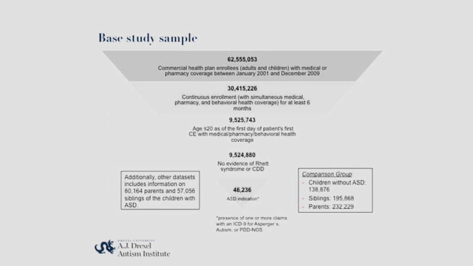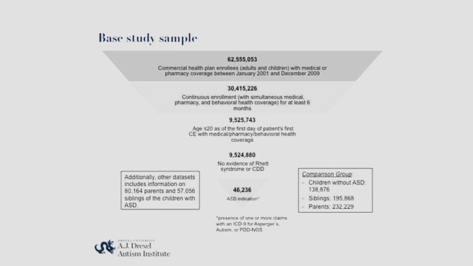Then what we did to whittle this down is we wanted to make sure that everybody had at least 6 months of continuous enrollment. So folks move on and off of different insurances, and we wanted to have some base level of continuity, and we picked 6 months as an initial cut on that. And that moves the sample size down quite a bit to 30 million, still fairly sizable.